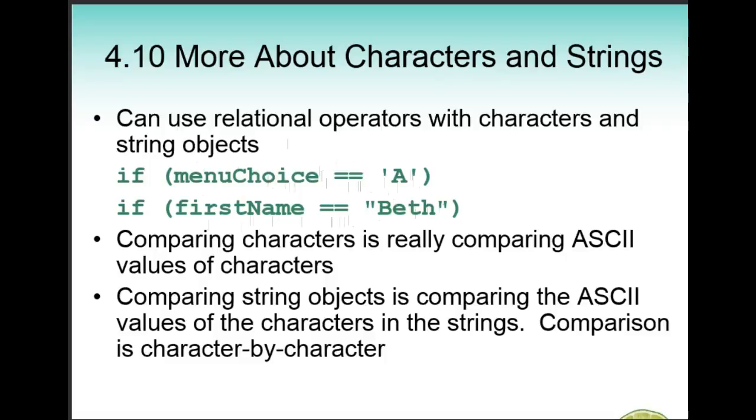Comparing characters is really comparing their ASCII values. If you look back to Chapter 2, we had talked about ASCII values, and you can find them in the appendix in the back of the book. When you have string variables, it just compares each individual letter, one letter at a time in each string.